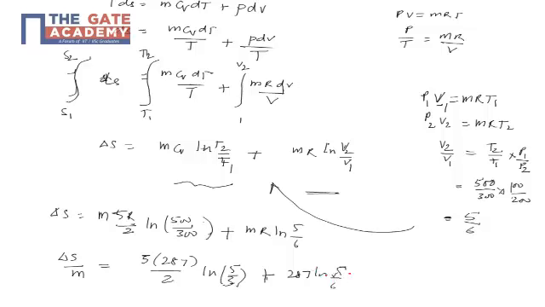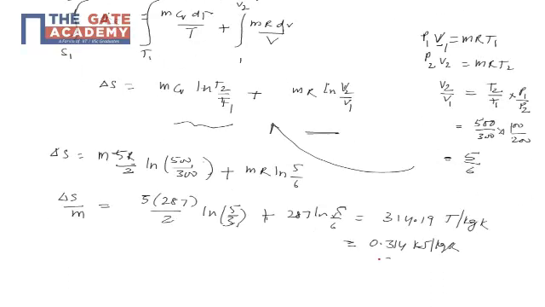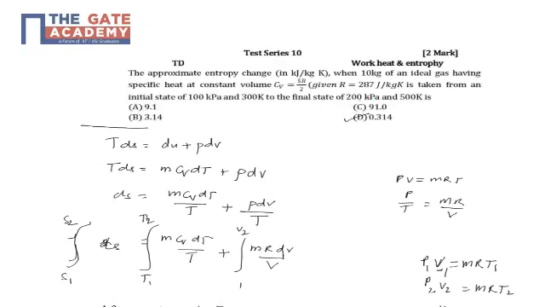So if I calculate this, I'll get 314.19, okay, this is joules per kg Kelvin. Now in kilojoules it will be 0.314 kilojoules per kg. Now what is asked is specific entropy per kg, so 0.314, the answer is D. So always for the change in entropy, use the TdS equation. Thank you. Answer is D. Thank you.